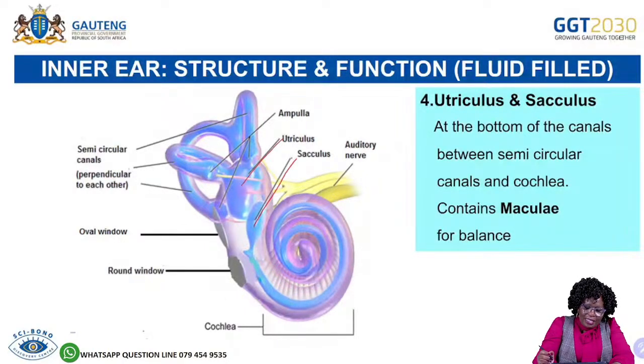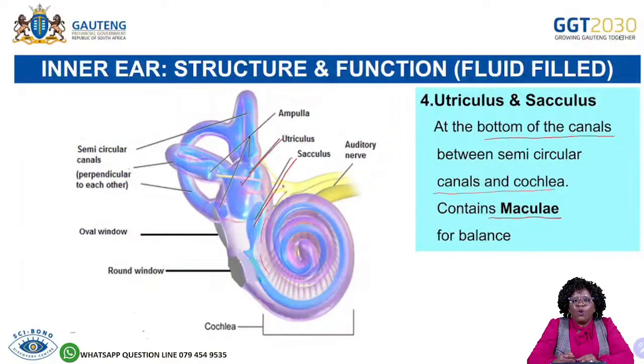The sacculus and utriculus are at the bottom of the canals, between the semicircular canals and the cochlea. So between the cochlea and semicircular canals, that's where we have got the utriculus and sacculus. Interesting enough, what is it that they contain? They contain maculae for balance. So we spoke earlier about ampullae. What do we find there? Cristae for balance. Now we're talking about the utriculus and sacculus. Again, maculae, which are now receptors for balance.